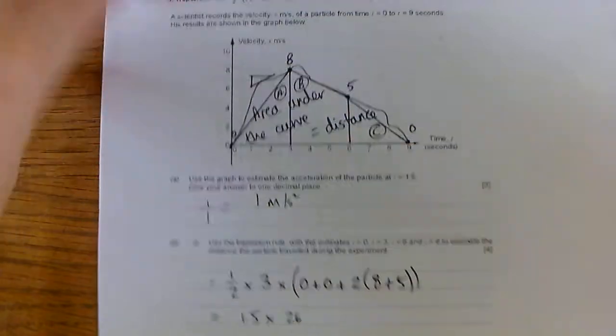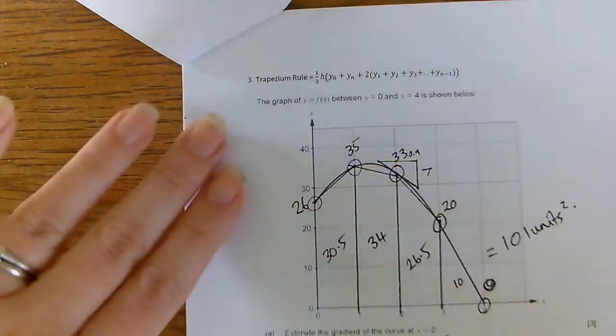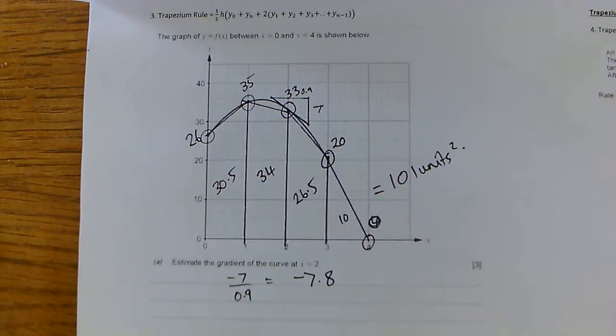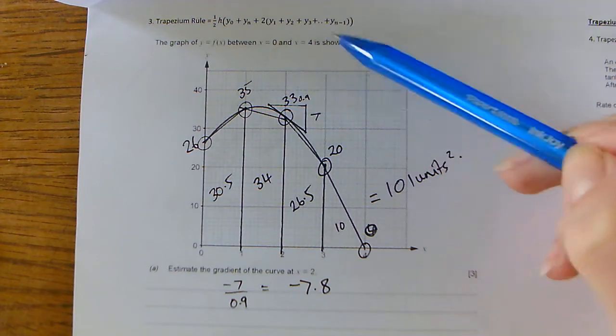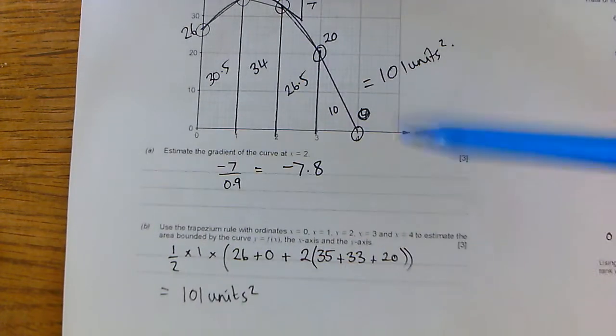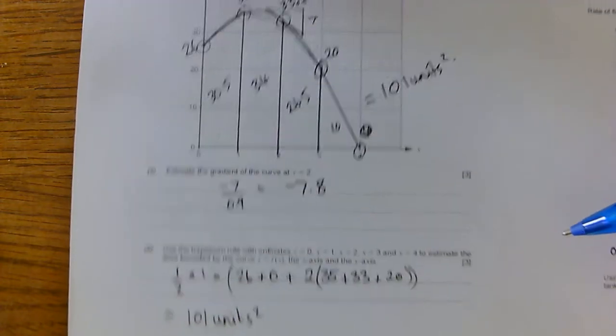Question 3 I then asked you to do. Okay, if I just go back. So for question 3, this was the one that you were given for there. You were asked to find it between x equals 0 and x equals 4, and it tells you that you're going to go every 1 across.